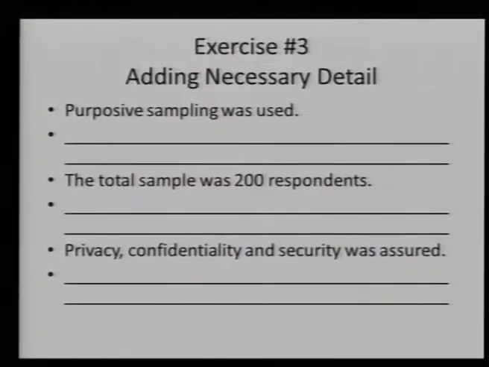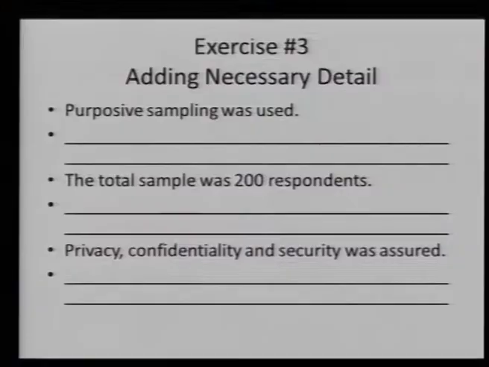What is confidentiality? Privacy means keeping the identity secret. Confidentiality means keeping who said what private. Keeping it secret. Okay? And what is security? What is security? Safe. How do you keep your data safe?